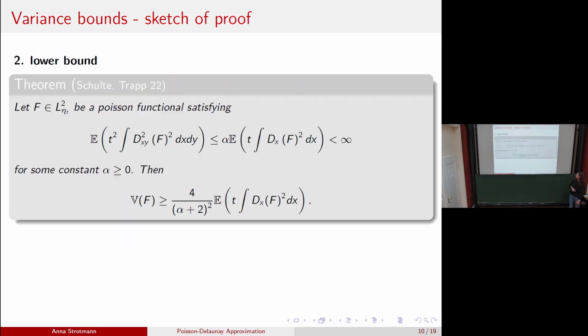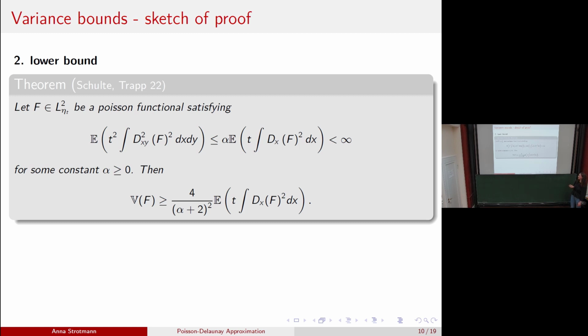For the lower bound, which was a bit more complicated, we used the theorem by Matthias Schulte and Vanessa Trapp. And this theorem gave us, under a certain condition, a lower bound for a square integrable Poisson functional, which is a factor depending on some constant alpha times the integral we have already seen as the upper bound for the Poincare inequality. And to apply this theorem, we first have to check the condition here above.